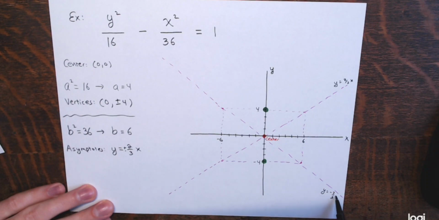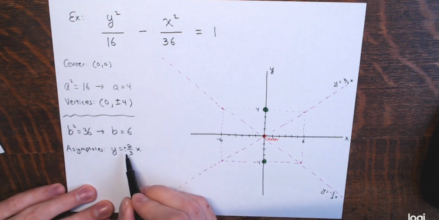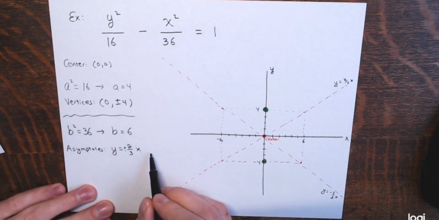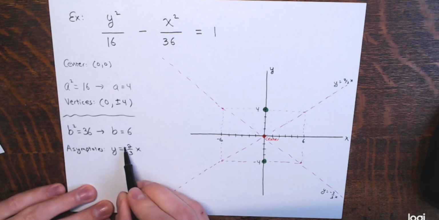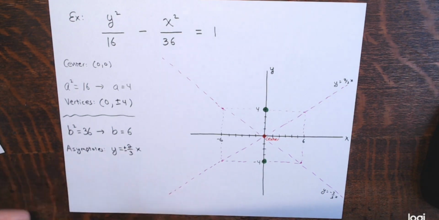They just have opposite slopes, because I go down 4, right 6. So the slope is negative 4/6, or negative 2/3. And again, the y-intercept is at 0, so y equals mx plus b, y equals 2/3 x plus 0, y equals negative 2/3 x plus 0. So y equals positive or negative 2/3 x. And those are the asymptotes that this graph will follow.